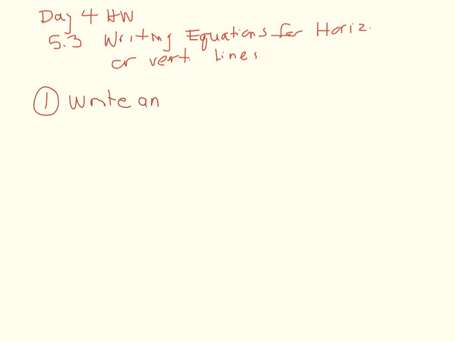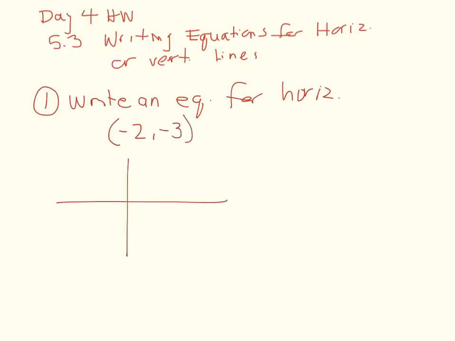for a horizontal line, and let's just say the only other information is that we know the horizontal line goes through the point -2, -3. So I'm going to make a little sketch of what's going on. I've got the point -2, -3, and I'm going to have a horizontal line that goes through that point. So here's what the graph would look like, but it's asking me to write the equation for this line.